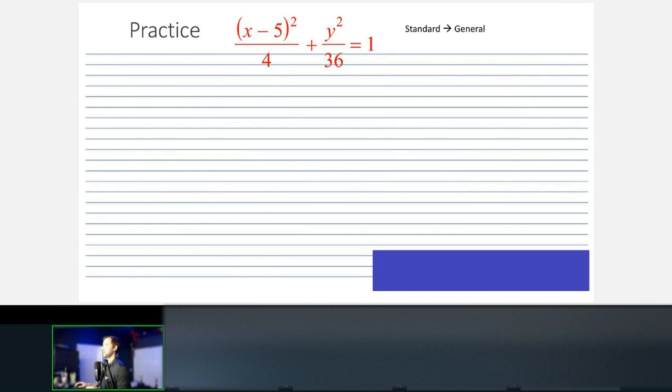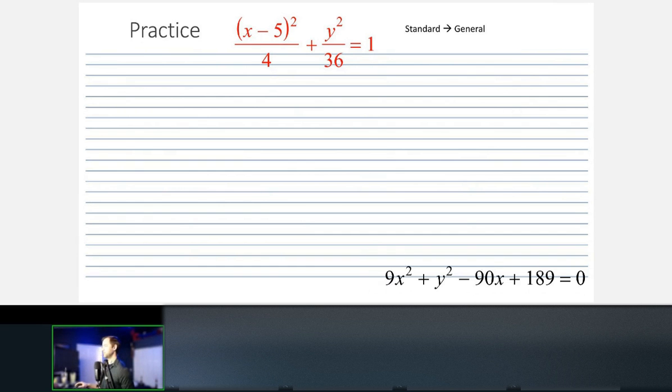But we want to go from standard to general. Your final answer for this one should look just like that: 9x squared plus y squared minus 90x plus 189 equals 0. So work this one out. See if you can get down to the same answer. Don't just skip these, guys. Remember, pre-calc, you do need to practice. So don't just think that you're good and you know it. You need to work these out.